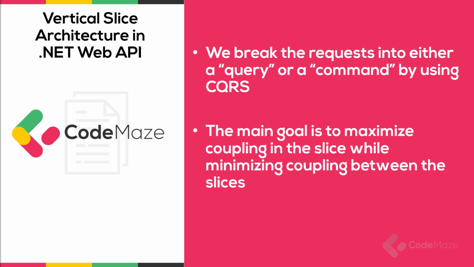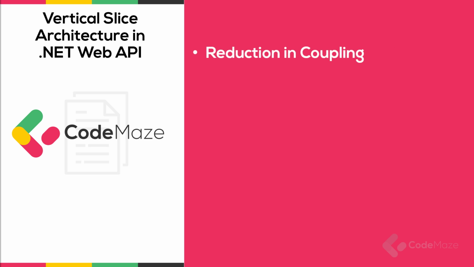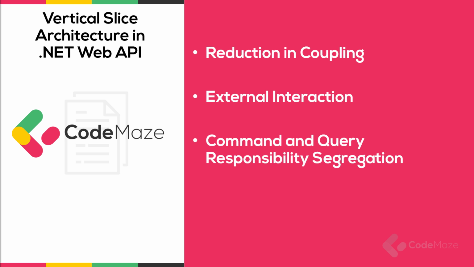Now, let's see some of the advantages of the vertical slice architecture. With vertical slice architecture, we reduce the coupling between features. We can focus on a single slice while implementing a feature rather than different layers, thus improving maintainability. Also, every slice can have its own way of interacting with external resources. We can have different slices using distinct ways to persist data without interfering with each other. Finally, we have our application code split between the reads, queries, and the writes, commands. This aggregation helps us to treat each feature as a distinct use case.